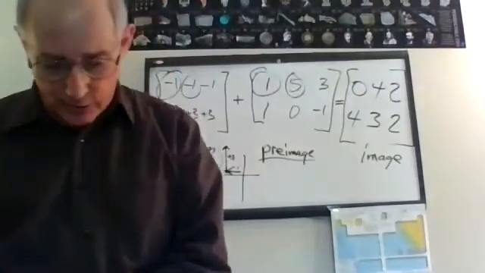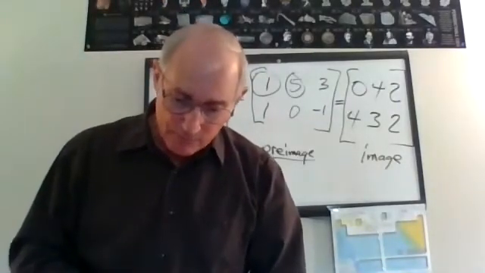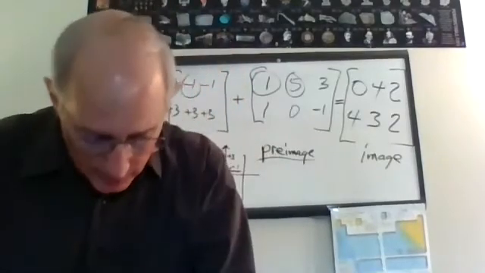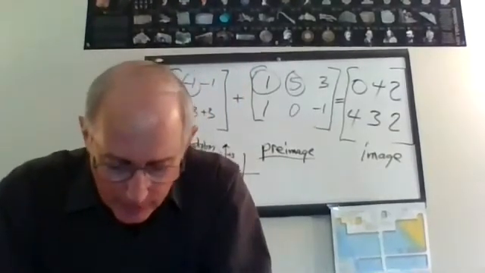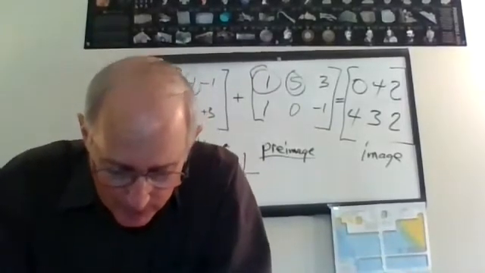And you can see that they took the graph paper and they plotted both the pre-image, blue, and then the image matrix, red. And the blue one is A, B, C, and the red one is A prime, B prime, C prime.